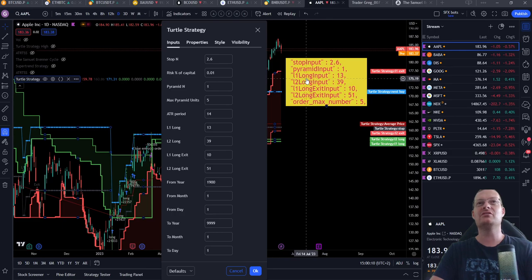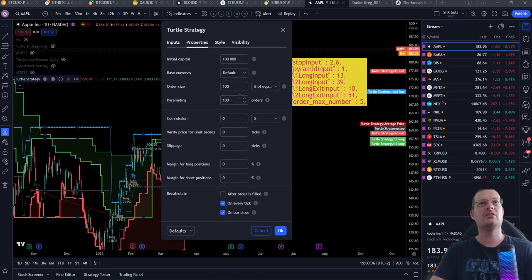L1 long is here, this L1 long input. L2 long input is L2 long. L1 long exit is the L1 long exit input. And then L2 long exit is the L2 long exit input. From year, I usually change to the year 1900, because I believe by default it's 2012. I always prefer to backtest on a full chart. And then order size, I always take 100% of equity.